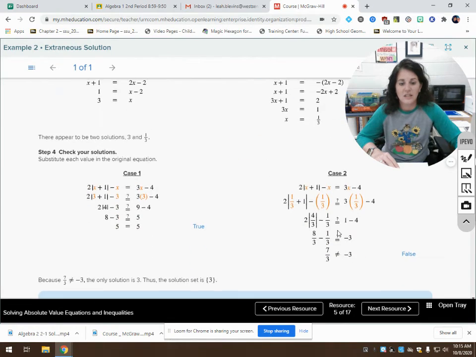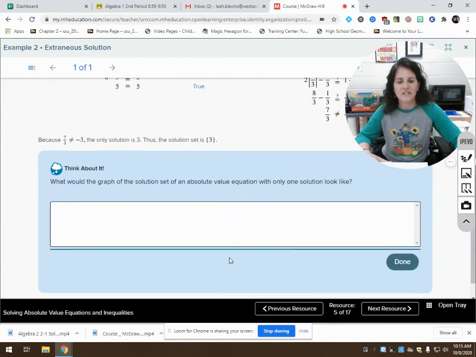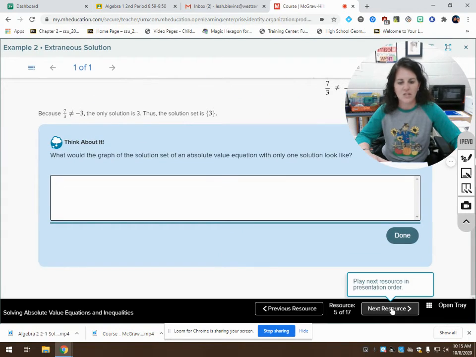It's a solution that we got mathematically, algebraically, we were able to come up with this 1/3, but it didn't make sense when I plugged it back in. Therefore, it's called an extraneous solution. It was an untrue solution. It didn't work out.